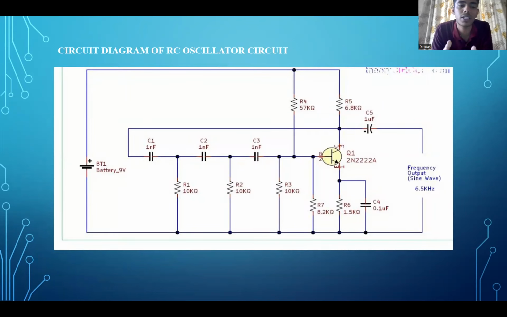Before we start, I'll tell you what an oscillator is. An oscillator is a circuit which has no input but generates output, or generates sinusoidal waveforms. This is because oscillators have thermal noise inside them. This thermal noise acts as input for them, goes through the transistor, and produces sinusoidal waveforms at the output. So this is the circuit diagram of the RC oscillator circuit.